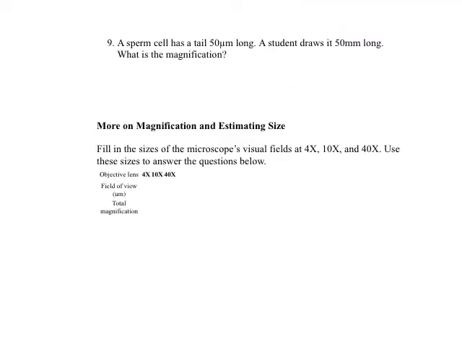Okay, so one more thing. This is data that I expected you guys to measure, and then we don't have the way of measuring it. So the field of view at 4x is low power field, and it's 4.4 millimeters. So what I'm saying is at 4x, when you look down the microscope, the diameter is 4.4 millimeters.